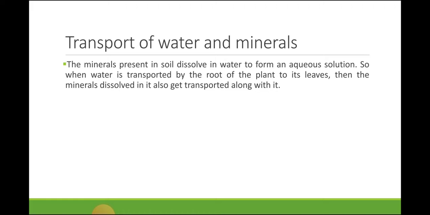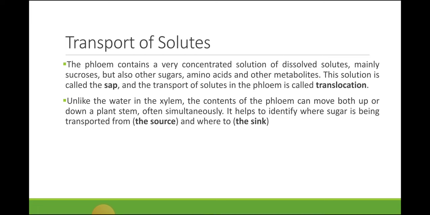And then the minerals present inside the soil dissolve in water to form an aqueous solution. So when water is transported by the root of the plant to its leaf, the minerals dissolved in it also get transported. So when that water is moving by the transpirational stream, it is not just water that is moving; minerals that are present in the soil have already dissolved in the water. So the water and the minerals are moving together. So that's that about transport of water and minerals.